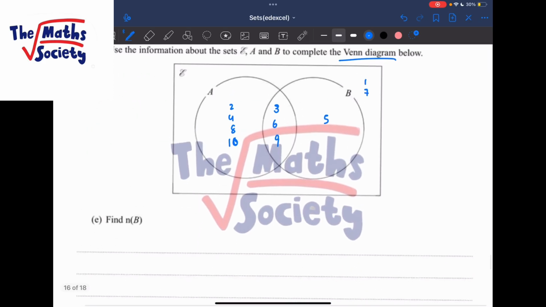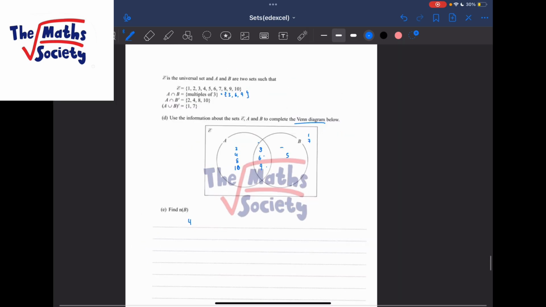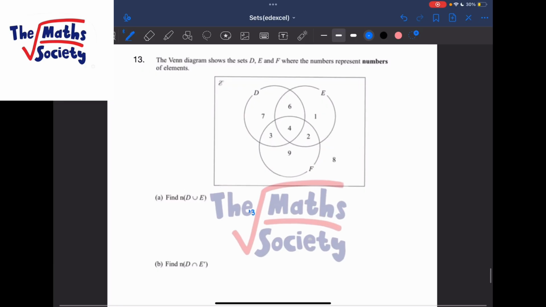A intersect B is basically just 4. 1, 2, 3, 4. The number of B is just 4. Yep. And then you go to number 13.